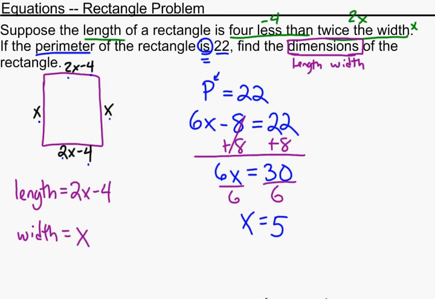So I come over to put my final answer. It's really easy with the width because it's just x. So my width is 5, and then whatever the units are, there were none given in the problem. And the length was, well, 2 times that 5 minus 4. So 10 minus 4 is 6. So I really have a 5 by 6 rectangle.